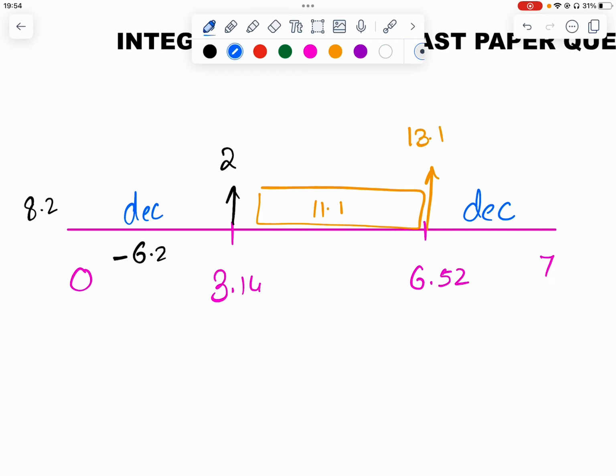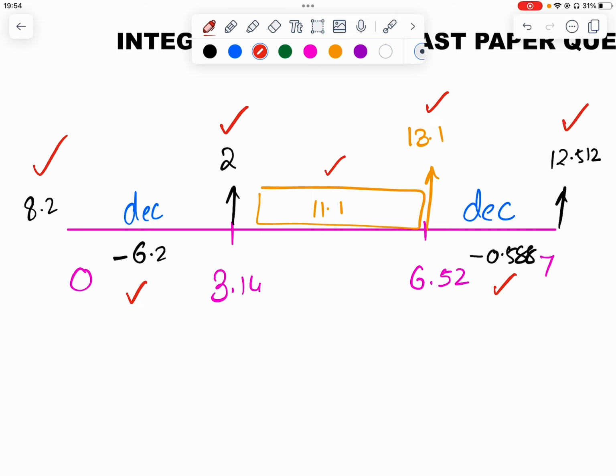Then again it decreased over here. How much has it decreased? From this point, minus 0.588. So in total, over here, how much has it become? 12.512. So that is what we have done. It started with 8.2, decreased 6.2, so it became 2. Then it increased by a maximum of 11.1, so it became 13.1. Then it decreased by 0.588, so it became 12.512.